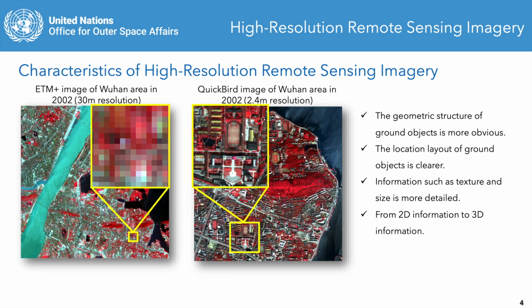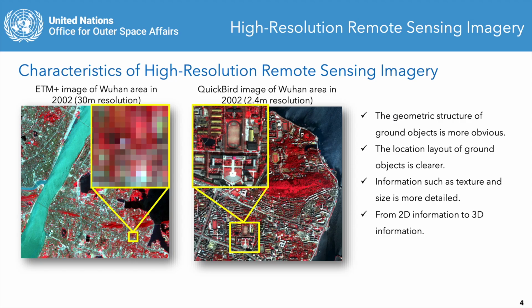This slide compares medium resolution and high resolution imagery using Wuhan as an example. The ETM Plus image has a spatial resolution of 30 meters, while the QuickBird image has a much finer resolution of 2.4 meters. From the comparison, we can clearly see that the high resolution imagery provides richer spatial details.